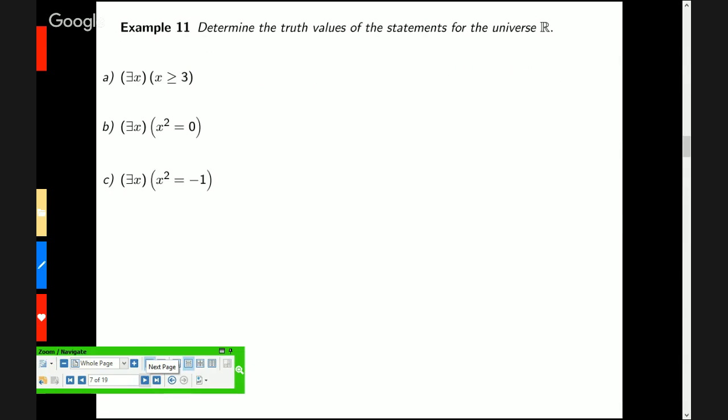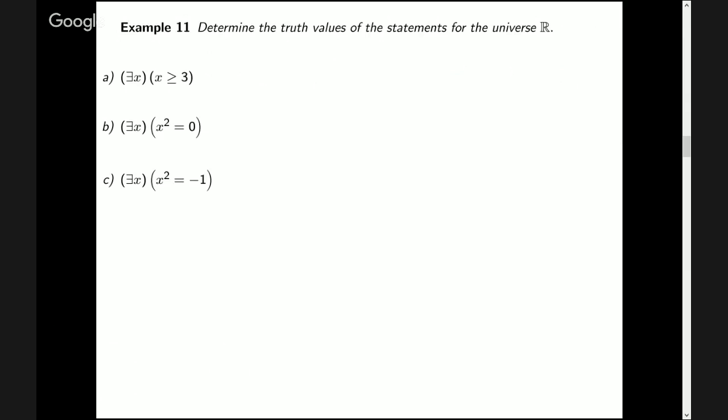Determine the truth values of the statements for the universe of the reals. There exists an x so that x is greater than or equal to 3. Can you find an x in the reals that satisfies that? 4. So this is true, since 4 is in the reals, and 4 is greater than or equal to 3. This forward-facing, funky-looking symbol is called element of. So 4 is an element of the reals, and 4 is greater than or equal to 3. So this one is true. Tell me about the next one.